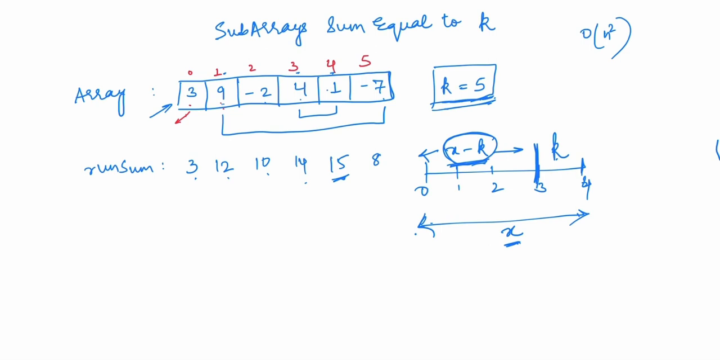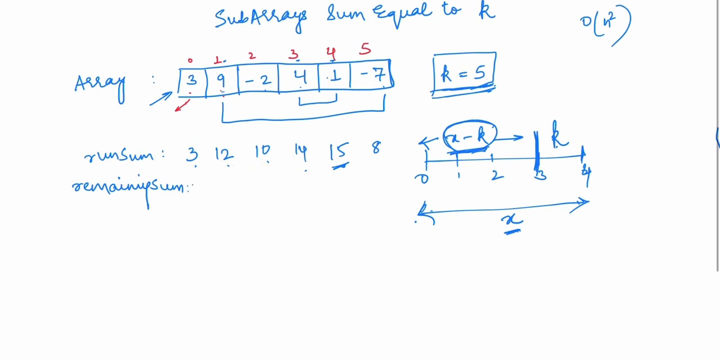So this is our running sum. This is what your x is. We know k. So at any point of time, what is the remaining sum? That also we will calculate. So remaining sum at index 0 is minus 2. At index 1 it is 12 minus 5, 7. 10 minus 5, 5. 14 minus 5, 9. Then here it is 10 and then here it is 3.